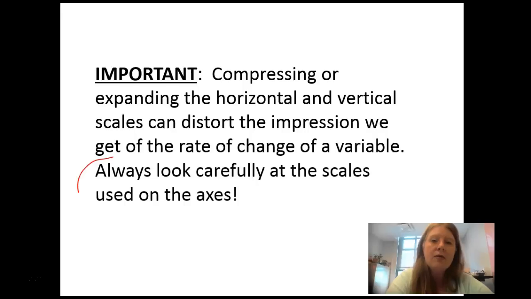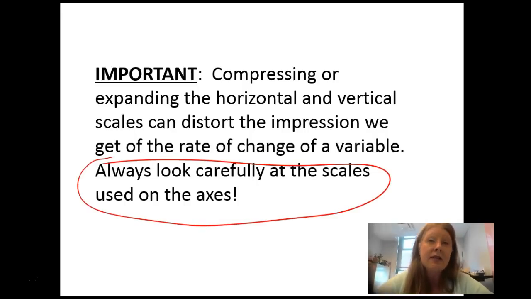So always look carefully at the scales on the axes, not just the x-axis, but on both axes. You want to make sure things are labeled so you know what's being displayed. You want to make sure the intervals are even so that, again, the right message is being conveyed.